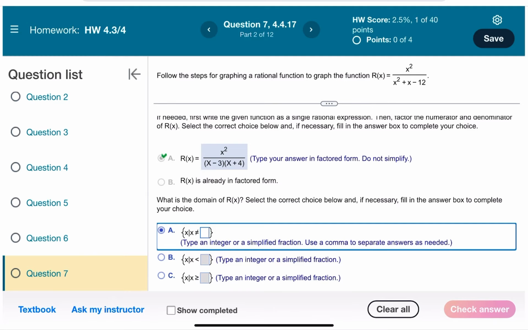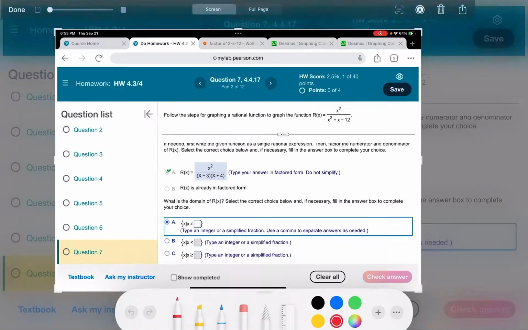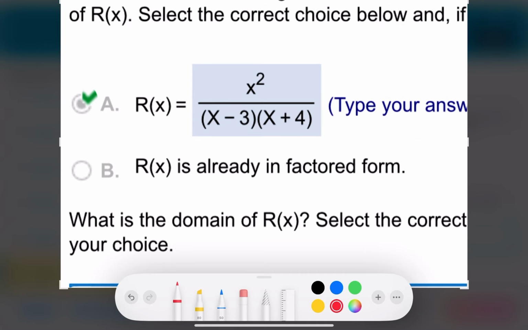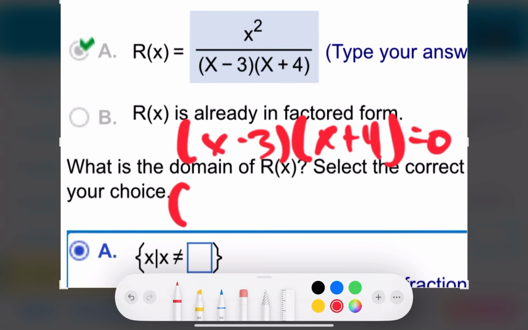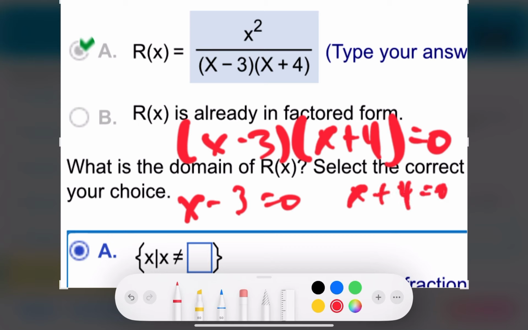But if you really want to see the work, I'll show you real quick. So again, x minus 3 equals 0. Let me show you more formally. Again, we've done this, but why not? x minus 3, x plus 4, set equal to 0. That means that you set x minus 3 equal to 0 and x plus 4 equal to 0, and solve for x. So on the left you end up with 3, and on the right you end up with -4.